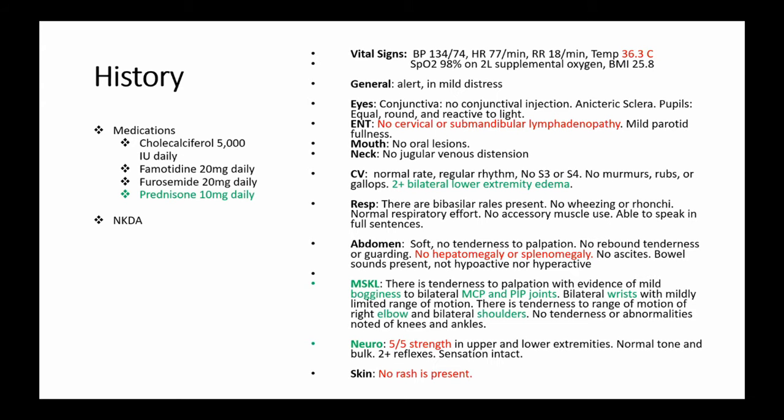If you look at her medication list, vitamin D, H2 blockers, pretty benign as long as she's taking them correctly. Furosemide, potentially an electrolyte derangement. If she is taking a diuretic, that could potentially cause some weakness. I highlighted the prednisone here. Again, I would want to know what dose was she on in the past? How long was she on this medication? Did she abruptly stop the medication?